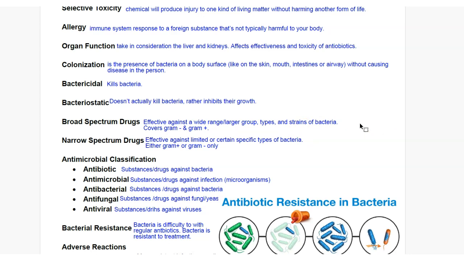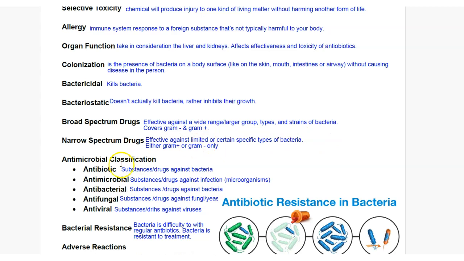Anyhow, so antimicrobial classification. There are terms that we use when it comes to antibiotics or antimicrobials. The first three are interchangeable. They basically mean the same thing with just mild difference. You really don't have to know the difference. Know that these are interchangeable, and they basically mean substances or drugs against microorganisms or bacteria. So antibiotic, antimicrobial, and antibacterial are used interchangeably. Again, these are substances or drugs against bacteria or microorganisms.